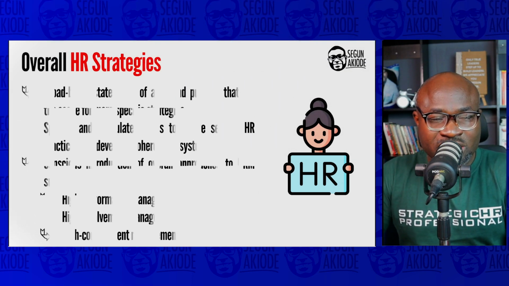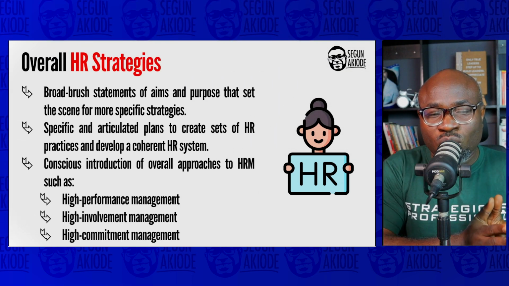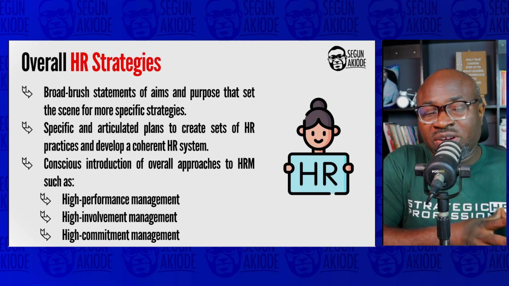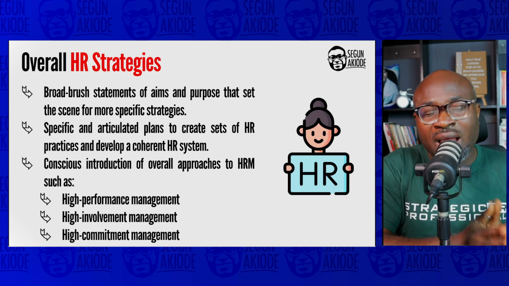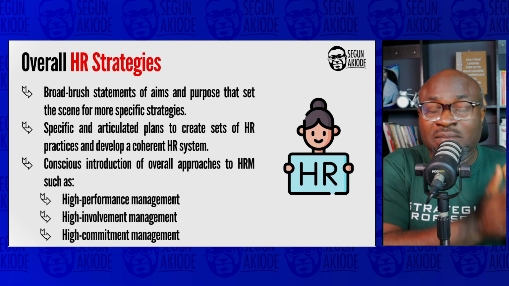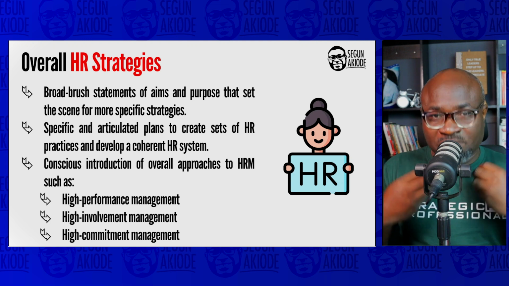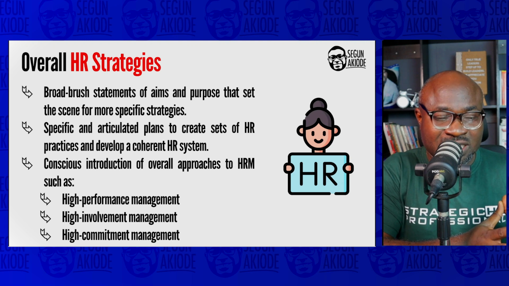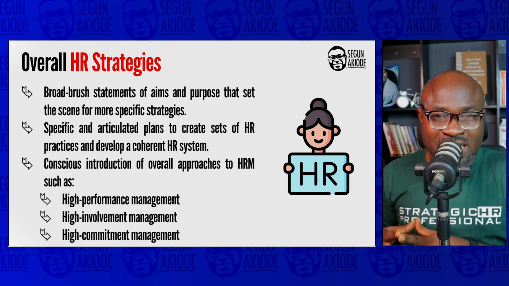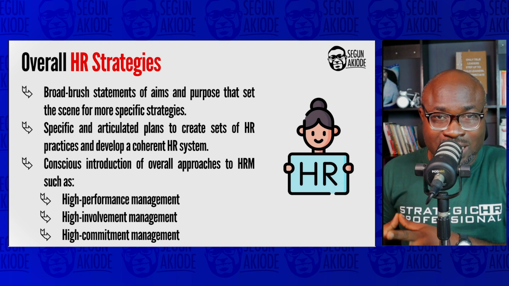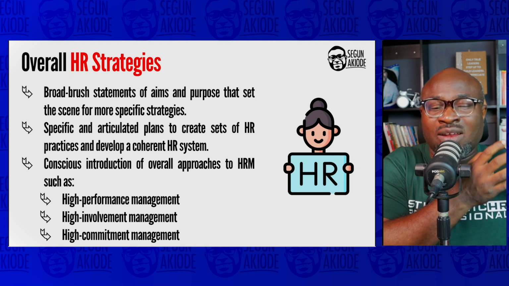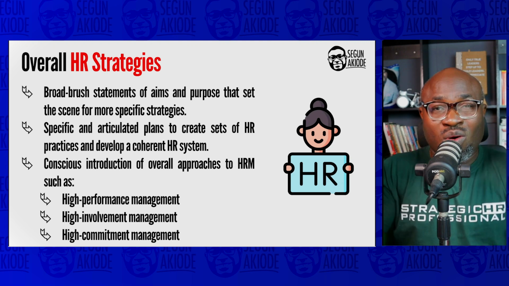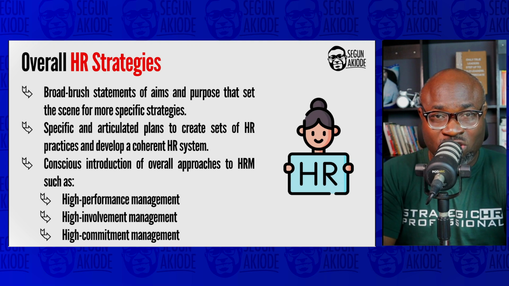Now, the overall HR strategy tends to, one, create the broad statement. Then, in terms of the various approaches to human resources, we could have a high performance management organization, which means the major focus is on performance. We could have a high involvement management system or a high commitment management HR strategy. Each of these overall strategies tends to set the general objective, or the overall strategic objective, for human resources.